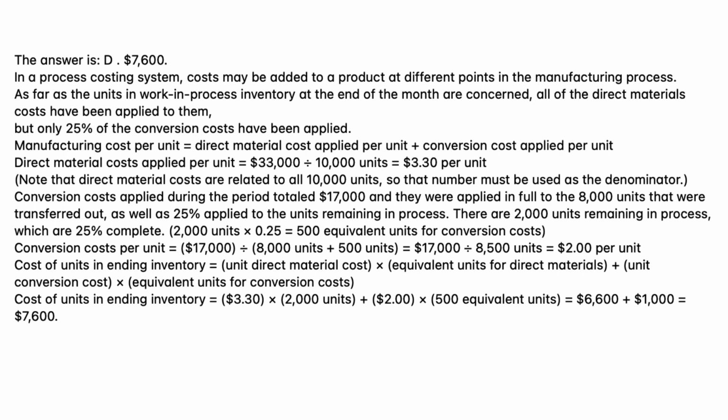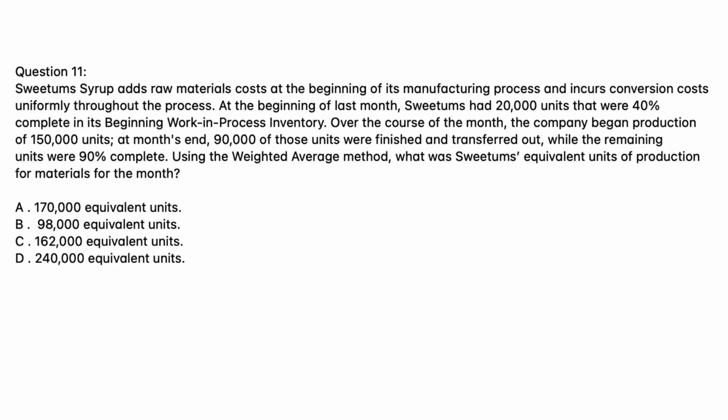Cost of units in ending inventory equals unit direct material cost times equivalent units for direct materials plus unit conversion cost times equivalent units for conversion costs. Cost of units in ending inventory equals $3.30 times 2,000 units plus $2 times 500 equivalent units equals $6,600 plus $1,000 equals $7,600.